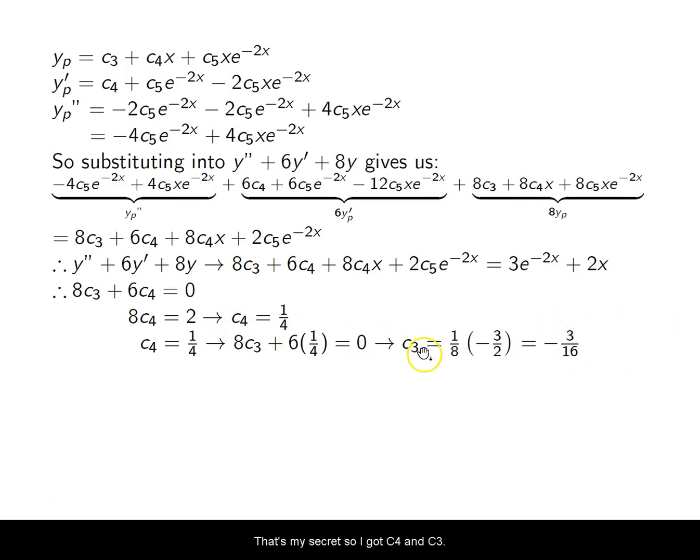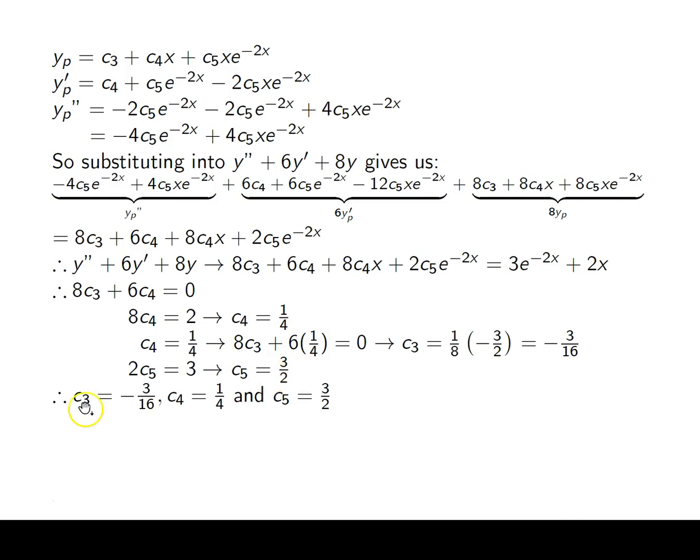So I got c4, I have c3, and c5 is the last one, and that's easy because straight away 2c5 is equal to 3. So solve for c5 and we got 3/2. So now I have all my coefficients, c3, c4, c5. c3 is -3/16, c4 is 1/4, c5 is 3/2, and I can use that with my particular solution here.